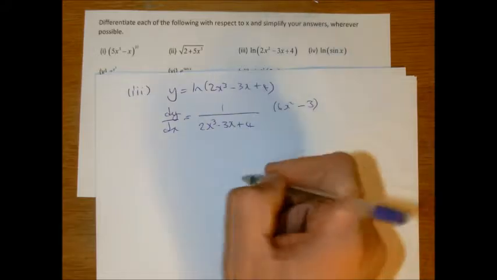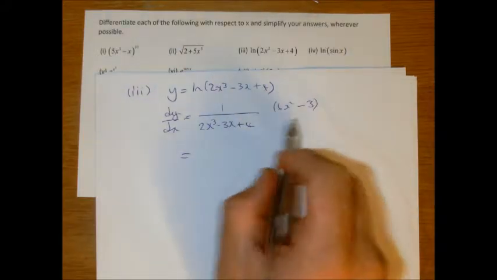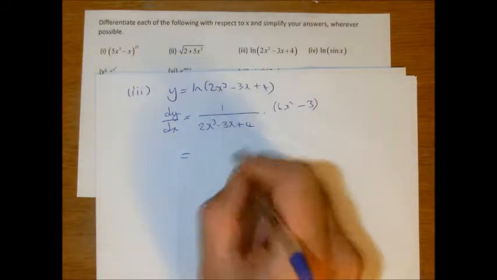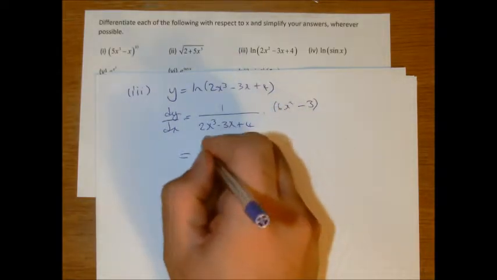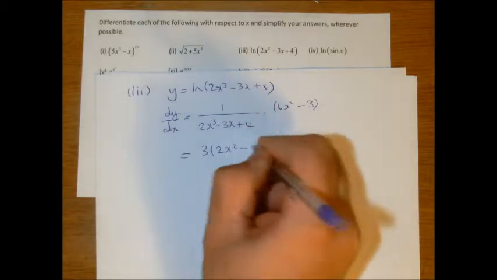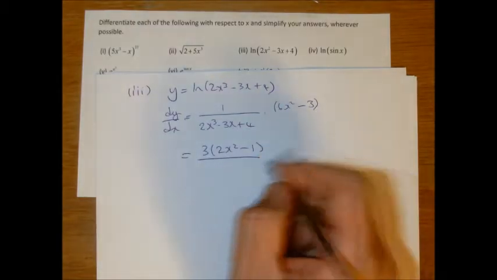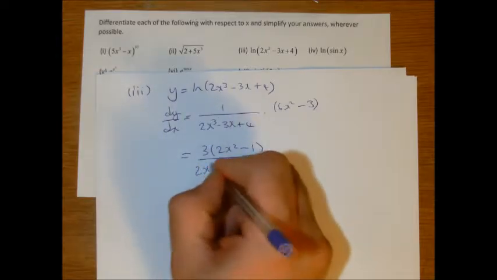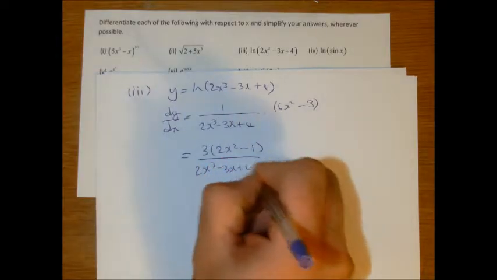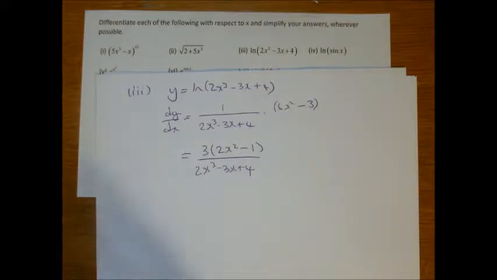So you've got that, put that then on the top, okay, so I wouldn't leave it like that, I put that on the top. You could even take out a 3 here, if you notice 3 is a factor, so you could even write this as 2x squared minus 1 in the bracket. Okay, I've just taken a factor of 3 up there on the bottom then, and you've got your final answer.